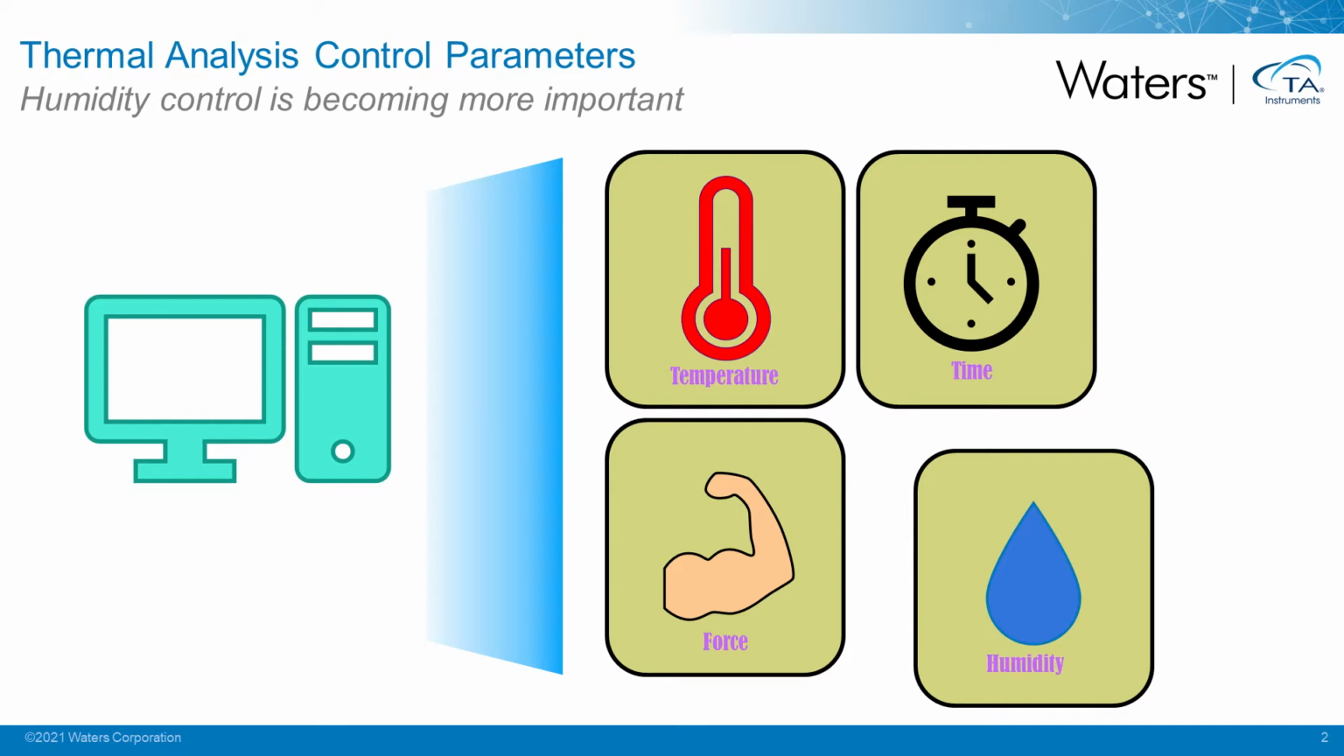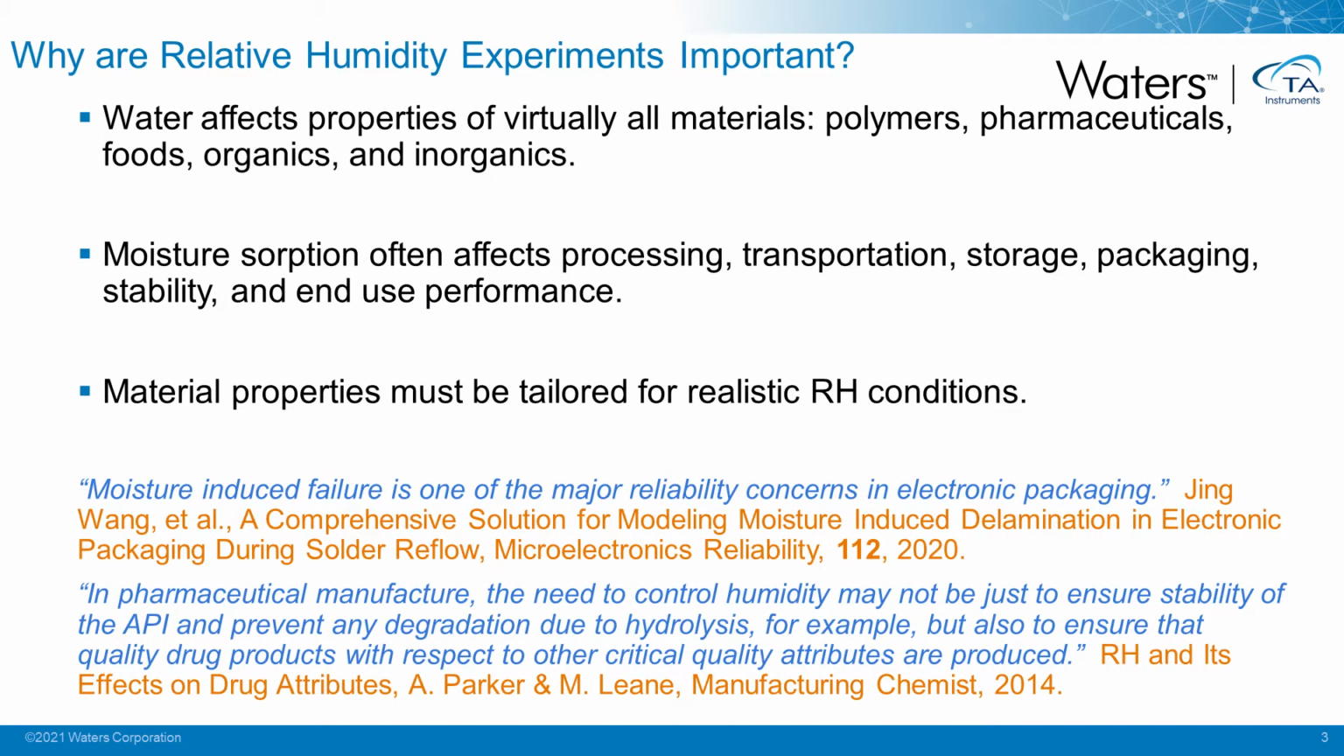When you start talking about thermomechanical analyzers, then force also becomes another control parameter that you can use to set up experiments. It's becoming more popular these days that customers want to add a fourth control parameter, and that fourth control parameter is relative humidity. So why do people want to add relative humidity as a control parameter?